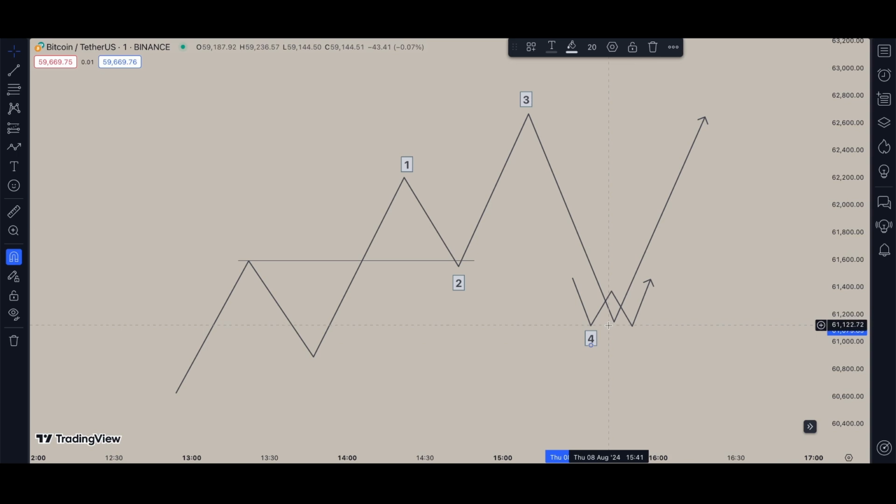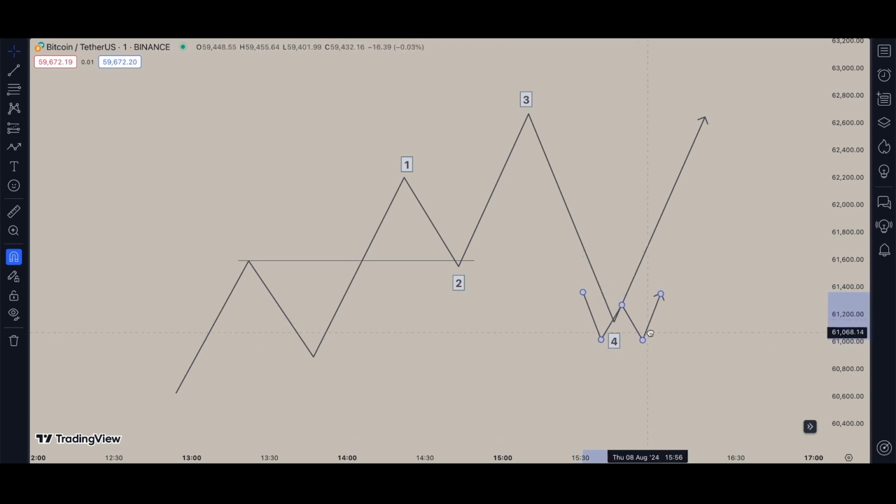Now, the way Stoic explains is he uses this low as a 4 and then 5, but I feel like that complicates things because you don't always get that. So just keep it simple and use this low or this area as number 4. So let's say price creates this double bottom right here.